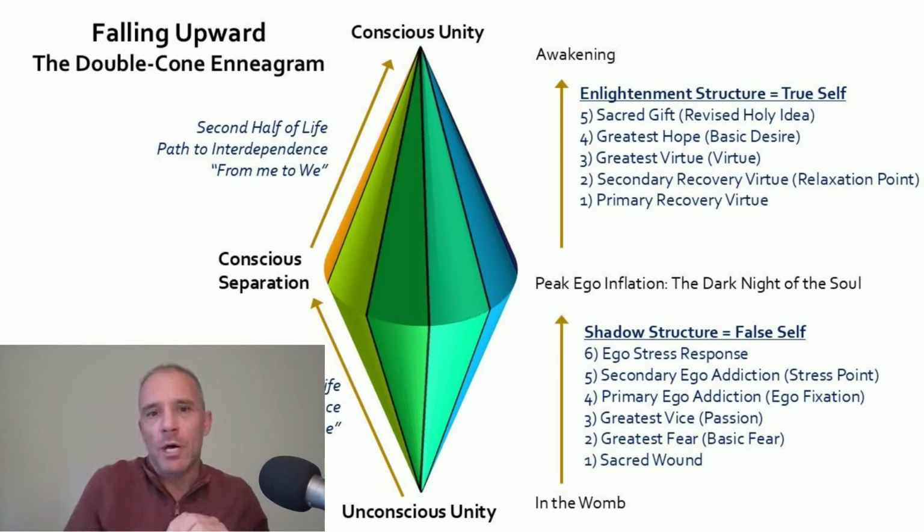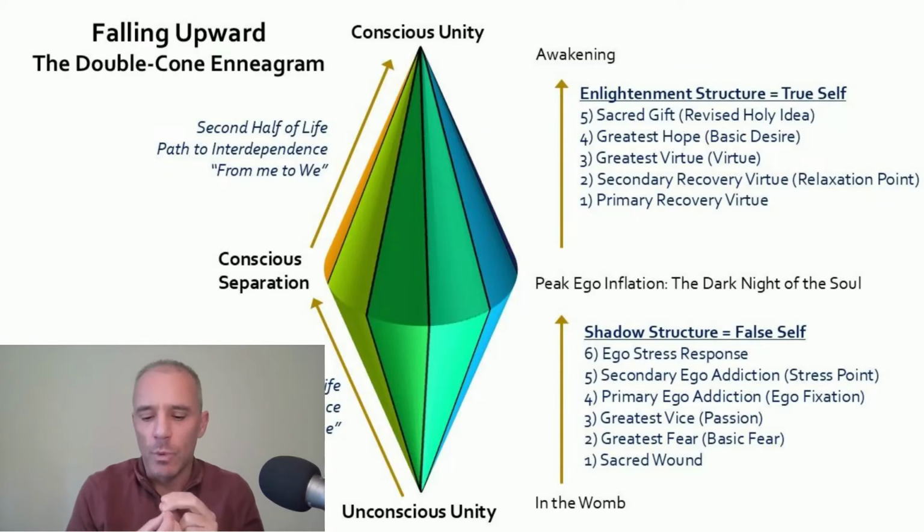And you'll see now, hopefully, why I've changed so much of the terminology from the traditional Enneagram nomenclature, because this allows the terms in the shadow structure and the enlightenment structure that I've developed, based on a Jungian understanding of the shadow and the ego, to mirror each other. And so you see how we have a primary recovery virtue, but that is sort of the antithesis of the primary ego addiction in the shadow.